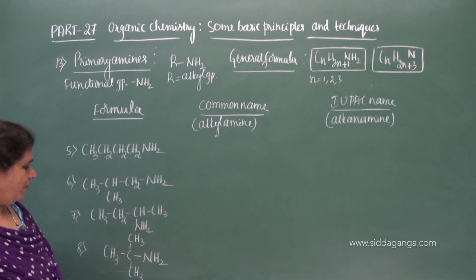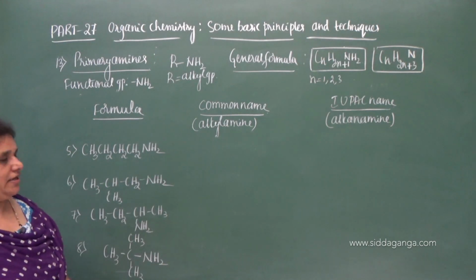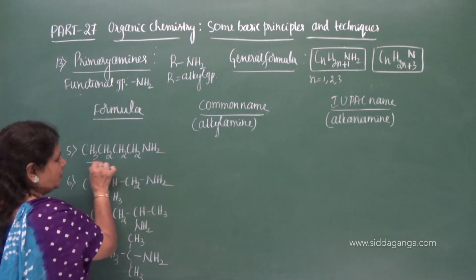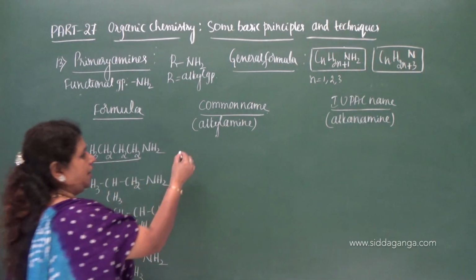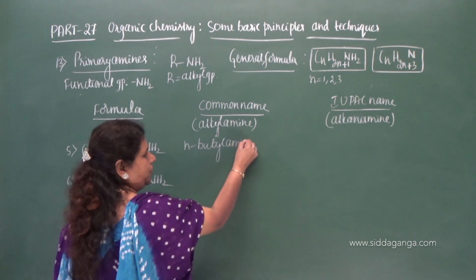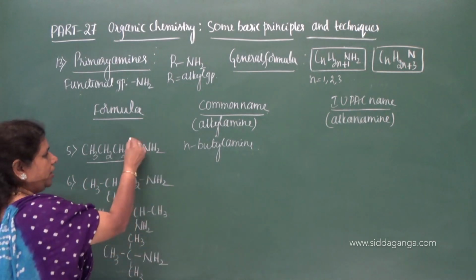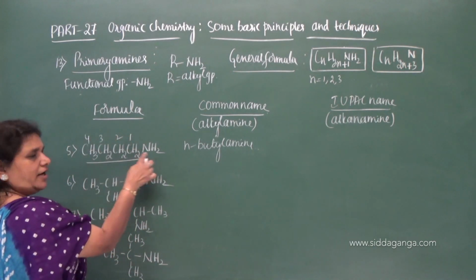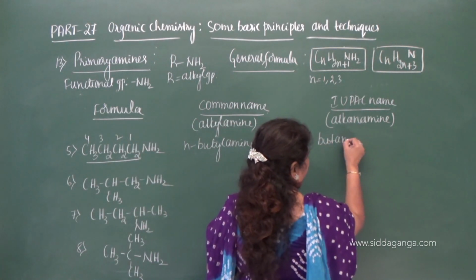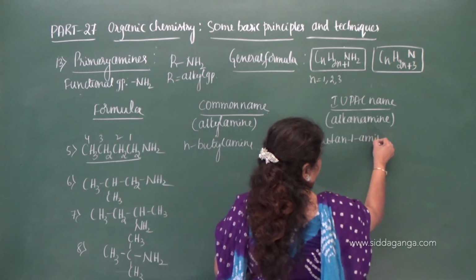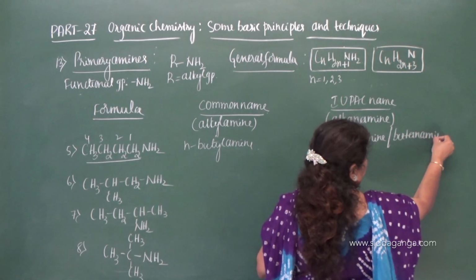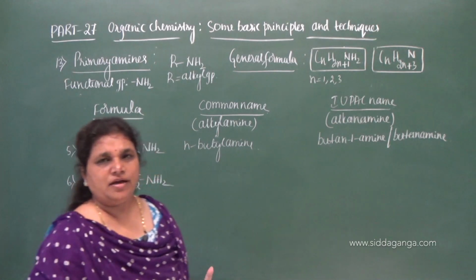I have given the 4 members of butyl derivatives, correct? The butyl group is an alkyl group containing 4 carbon atoms. So this is normal butyl, and hence it is n-butyl amine, correct? Now give the IUPAC name: butane-1-amine, which becomes butanamine.